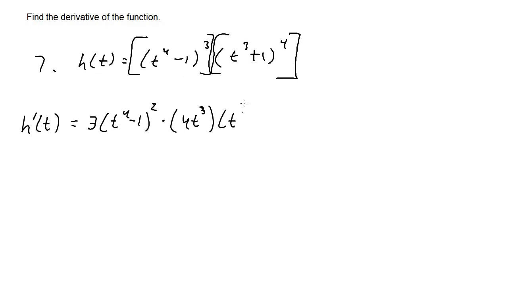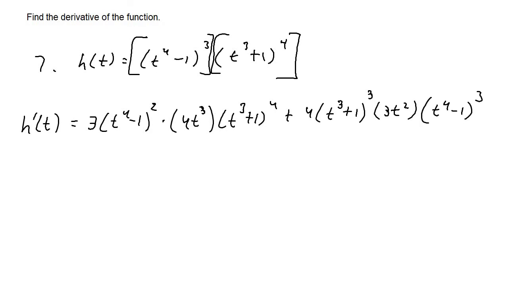So just multiply by t cubed plus 1 to the 4th, and then plus the derivative of the second function times the first function unchanged. So now we're going to take the derivative of the second function. Same process here, we're going to use the chain rule, where we bring the power down, leave the inside function alone, subtract the power by 1, 4 minus 1 is 3, and multiply by the derivative of the inside function. Derivative of t cubed plus 1 is going to be 3t squared. And then we multiply by the first function unchanged. So multiply by t to the 4th minus 1 cubed. So basically what we did here was we combined the product rule with the chain rule.